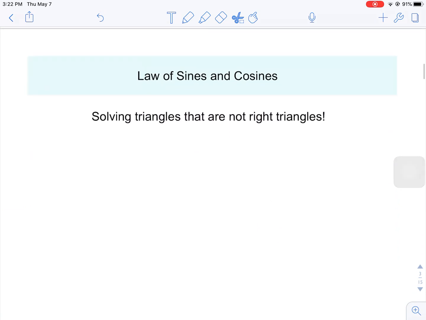Now, today we are going to continue solving triangles. I'm going to discuss the law of sines today. Next lesson, I'm going to discuss law of cosines. These two laws allow us to solve triangles that are not right triangles.